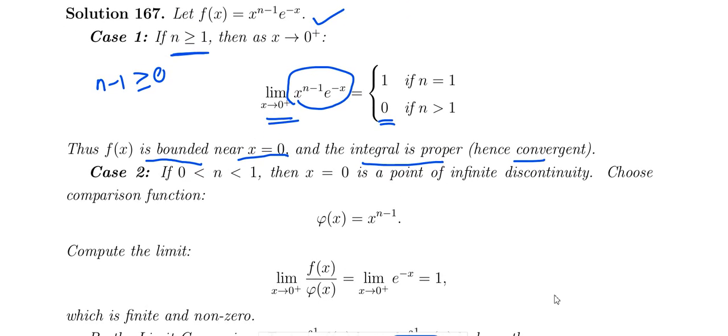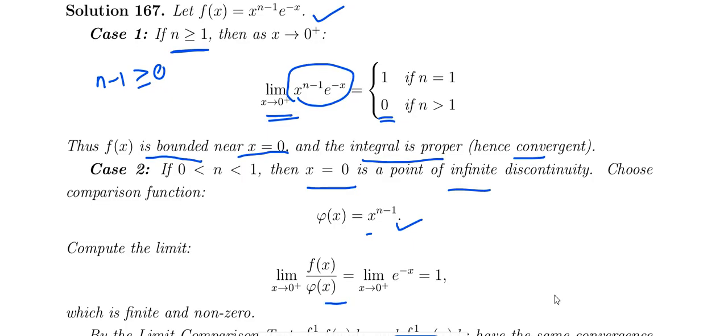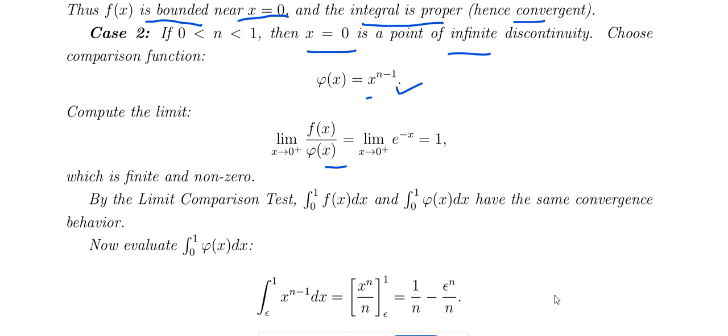For the case 0 less than n less than 1, x equal to 0 is a point of discontinuity. So take phi of x equal to x power n minus 1 for the comparison test. Finding the limit, we get 1. So f of x and phi of x have the same behavior. Integrating x power n minus 1 from epsilon to 1 gives x power n by n, so 1 by n, and at epsilon we get epsilon power n divided by n.